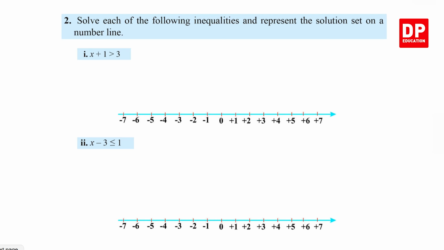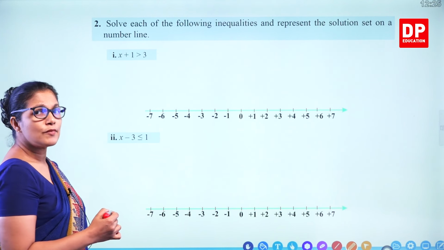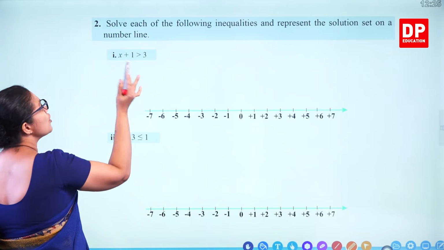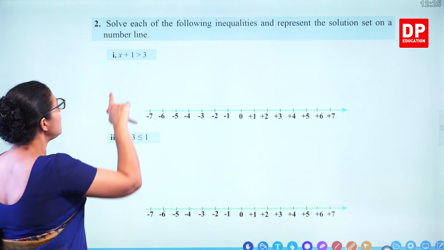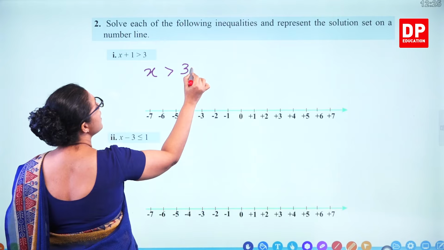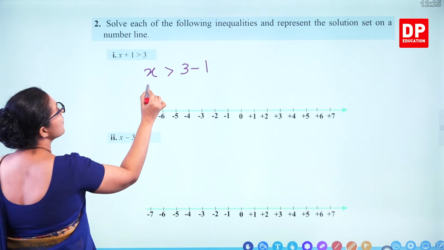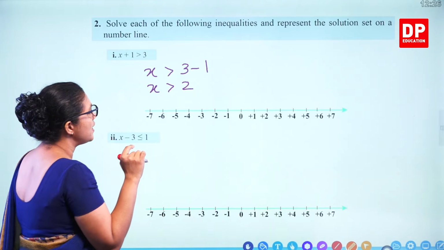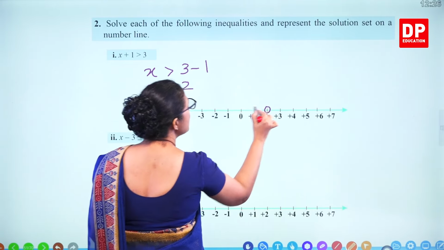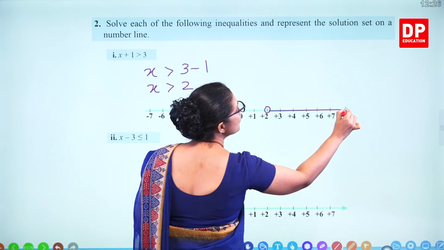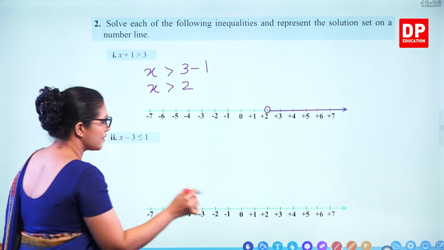Solve each of the following inequalities and represent the solution set on a number line. So these are not only integers. So here I'm not going to write. What you do when you want to solve? Subtract 1. That means we subtract 1 from the right hand side. So x is greater than 3 minus 1, which is 2. X greater than 2 means we draw an open circle for 2 and draw an arrow to the right hand side.